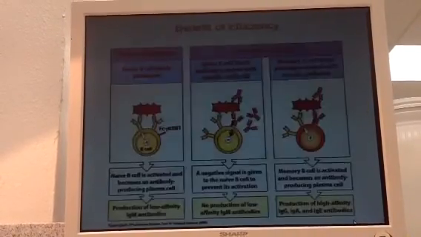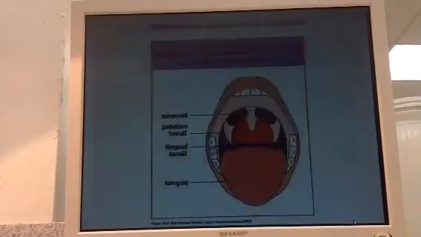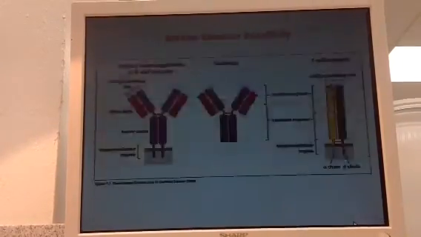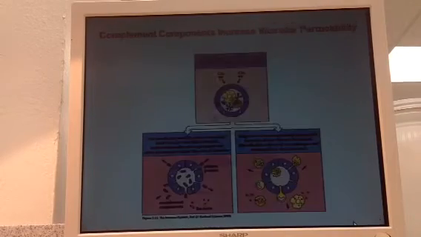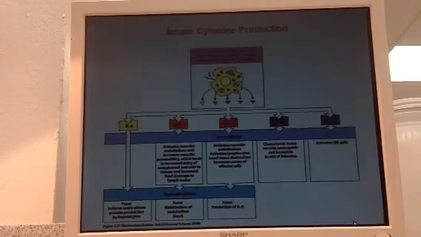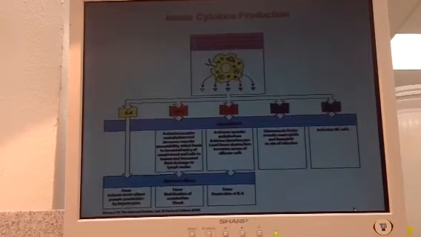And what did I just do? Hit the wrong thing? Yeah, I did. Hit the wrong button, guys. Let me put her in reverse here. Okay, there's the cytokine.